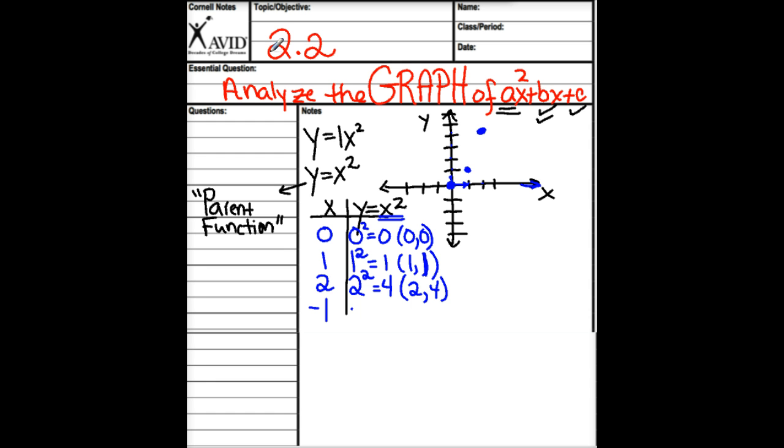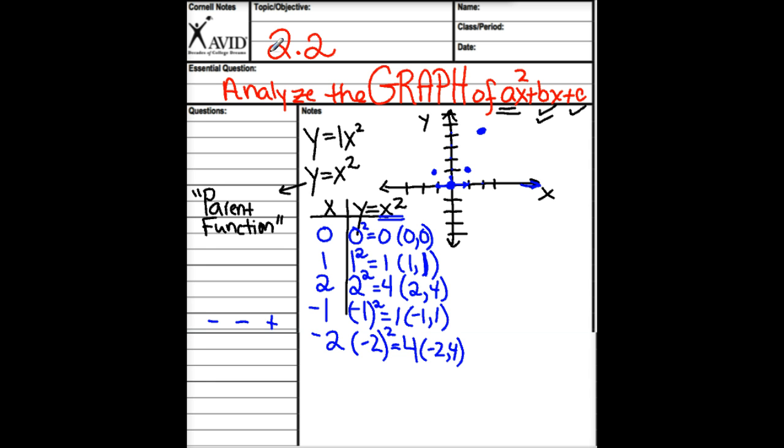So the next thing I'm going to do is put in a negative 1, and I'm going to square it. And I put it in parentheses because I need to square the entire negative 1. I need to do negative 1 times negative 1, which is 1. A negative times a negative is a positive. So this tells me I go 1 to the left and 1 up. And let's do one more. Let's put in a negative 2. When I put in a negative 2 and square it, I'll do negative 2 times negative 2, and a negative times a negative gives me a positive, and 2 times 2 is 4. So when I put in a negative 2, I go up to 4.